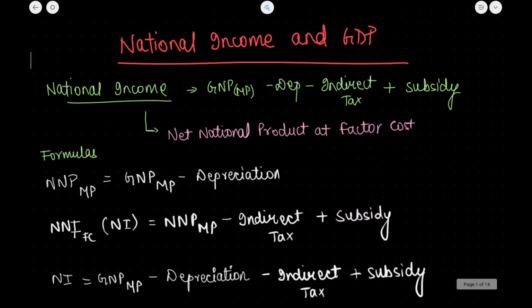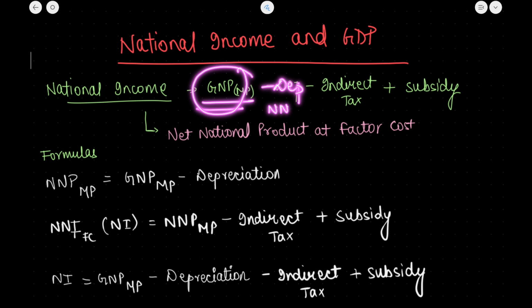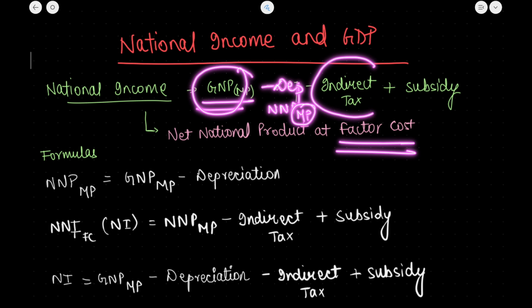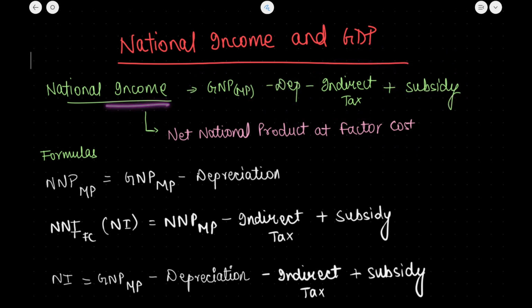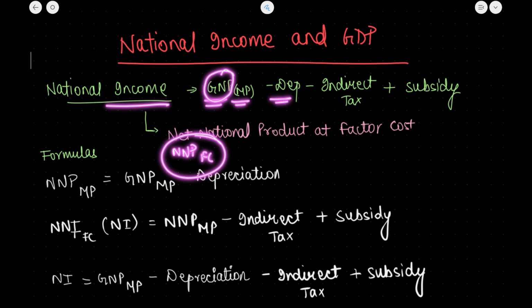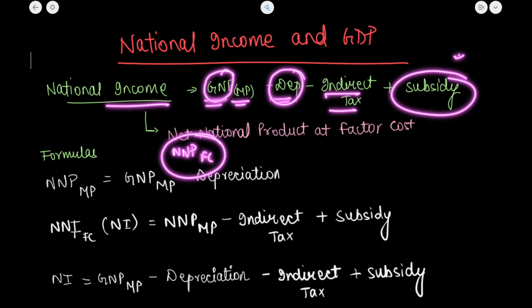So similarly here, from gross national product at market price, we deduct depreciation, and we arrive at net national product at market price. Now to arrive at factor cost, we have to subtract the indirect taxes and we have to add the subsidy. Okay, so the national income formula, that is NNP at factor cost, we arrive at from gross national product at market price, reduce depreciation, then subtract indirect taxes and add the subsidy.